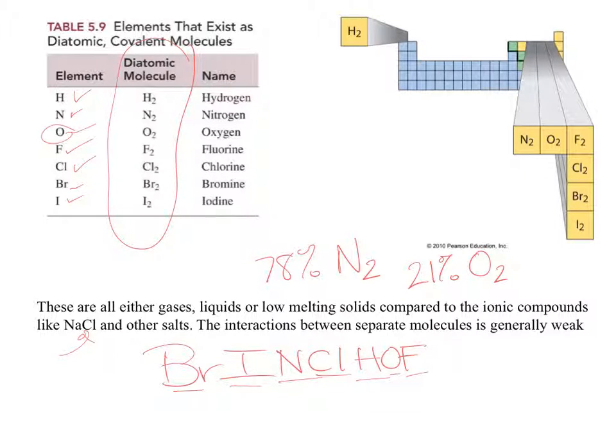These are all either gases, liquids, or low melting solids compared to ionic compounds such as sodium chloride or other salts like magnesium chloride, things like that. The interactions between separate molecules is generally quite weak.